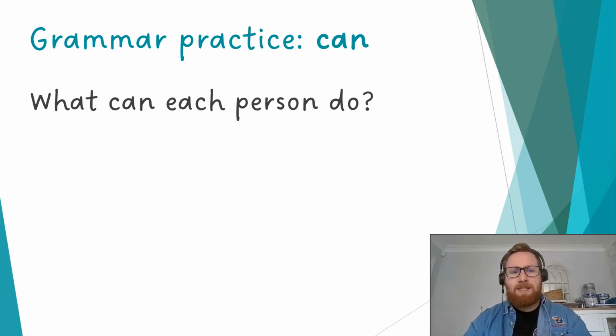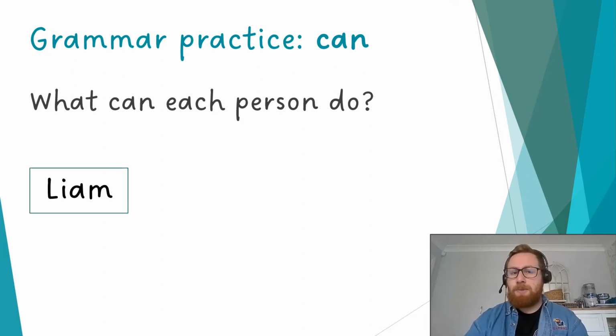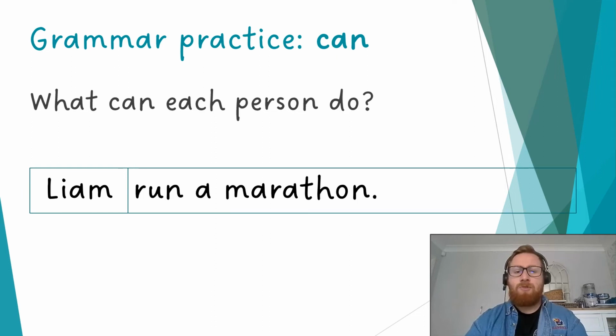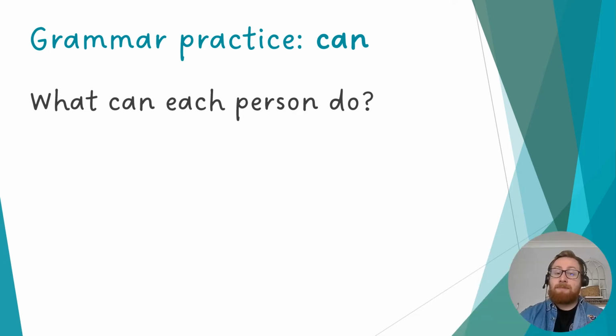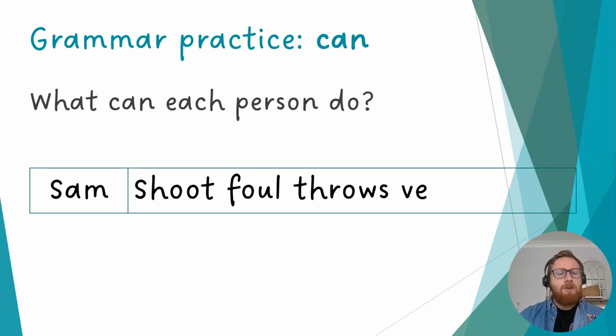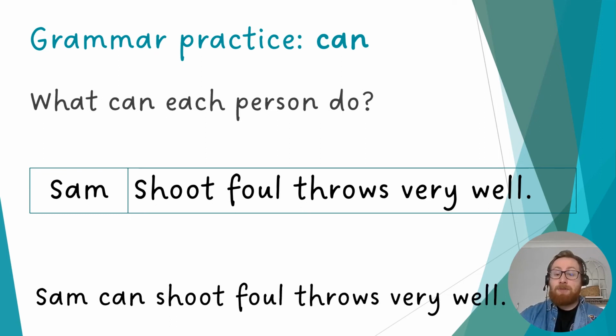So we're going to practice it. What can each person do? Liam, run a marathon. How do we turn this into a can-do sentence? Liam, something goes in here. Liam can run a marathon. Let's try another one. Sam, shoot foul throws very well. Make it into a can-do sentence. Sam can shoot foul throws very well.